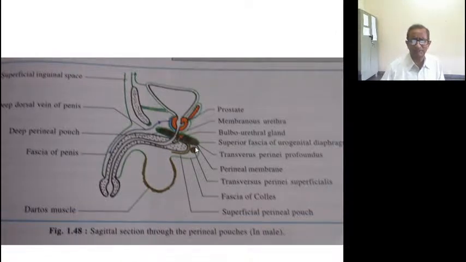So here this is the superficial perineal pouch. We are seeing the transverse perineal superficialis here, and this is the fascia colles, and of course this is the perineal membrane, which is joining the fascia colles to close the posterior aspect. And now this space is continuous with the scrotum, then along the penis, and then it goes to the anterior abdominal wall in the superficial inguinal space, and it goes up to the axilla between the fascia colles and the abdominal wall.